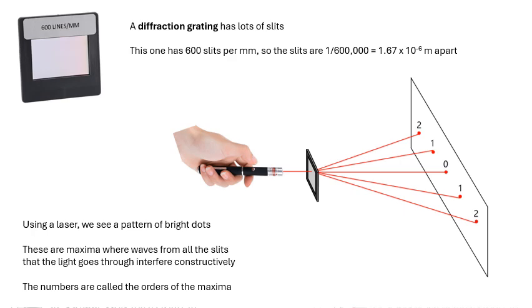Okay. And if we shine a laser, which is monochromatic, through a diffraction grating, we see on a screen these dots. And these dots are called maxima. You've got your 0 order maxima, which is straight through, and then first order either side, and then second order either side. And these are maxima, and it's where the waves from all of the slits are interfering constructively. Okay, as we talked about on the last slide.